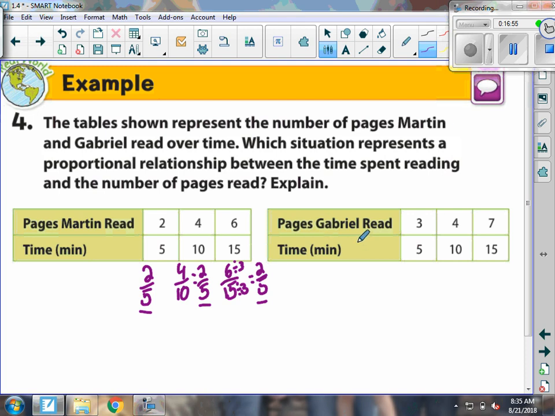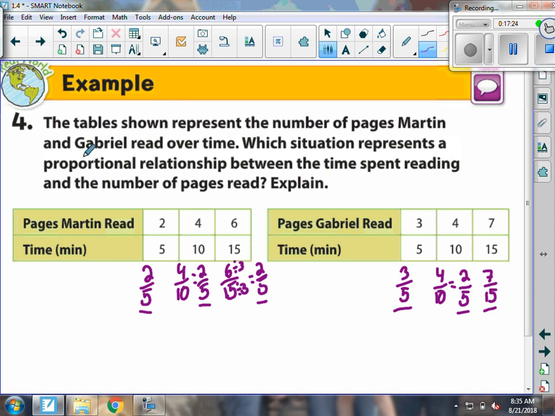Okay, so we need to create our fractions for Gabriel. So we have 3/5. That can't be simplified, so it's pretty easy. Now we have 4/10. 4/10 can be simplified. They can both be divided by 2, so that's 2/5. So it's not looking good. Let's check our last one. 7/15. That one can't be simplified. So I know looking at my fractions that this one is not proportional.